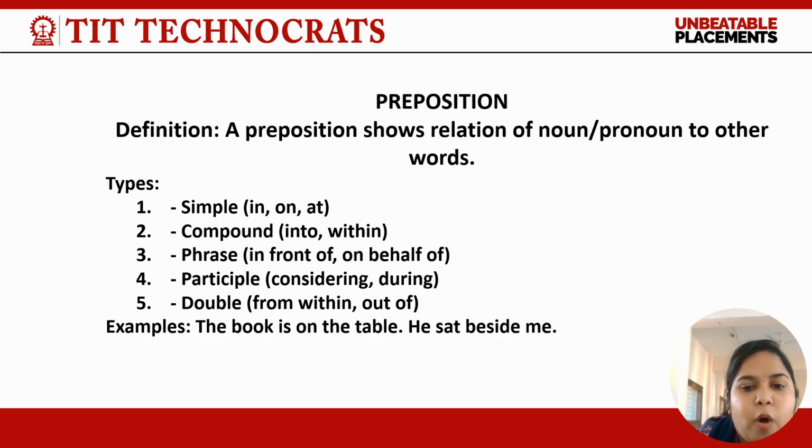The third type of preposition is phrases, or you can say when we use transitions in any sentence. Phrase: in front of, on behalf of. The fourth type of preposition is particle. Particle can be considering or during. The fifth type of preposition is double, where two words are used together: from, within, or out of.